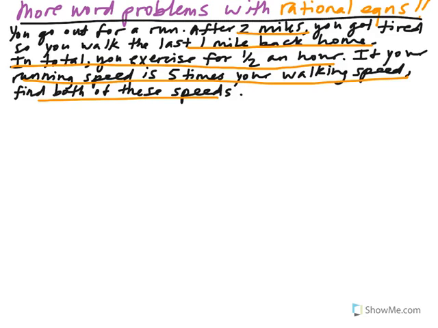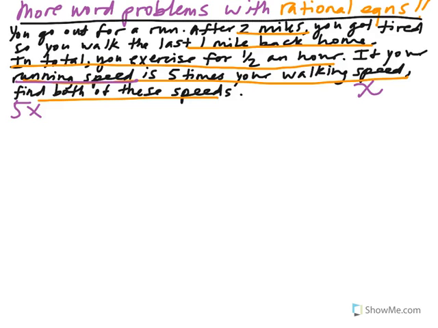Alright, so we can see that in this problem our variable is going to be a speed, and the running speed is 5 times the walking speed. So let me just go ahead and call the walking speed x. Alright, you can use whatever you want. You could use w or s, it doesn't really matter. Let's just use x. And then the running speed, well, that would just be 5x, because it's 5 times whatever the walking speed is.